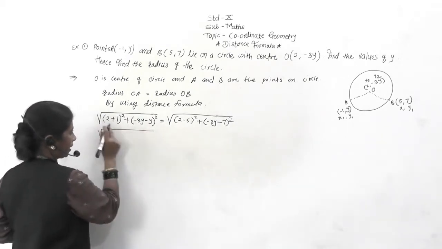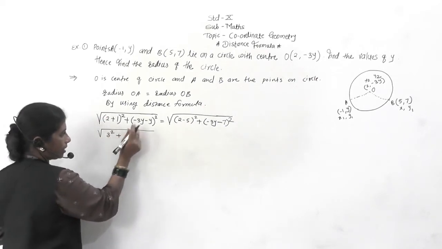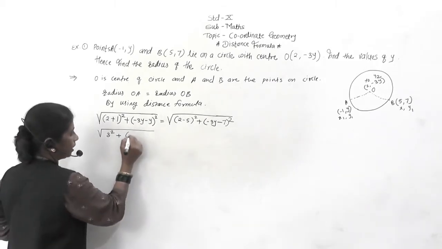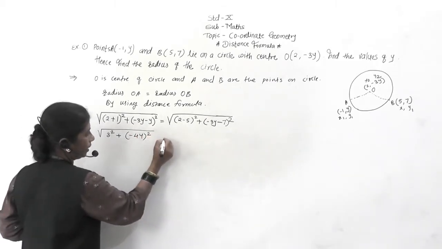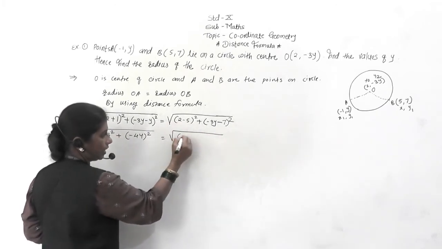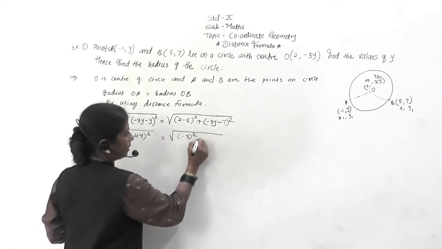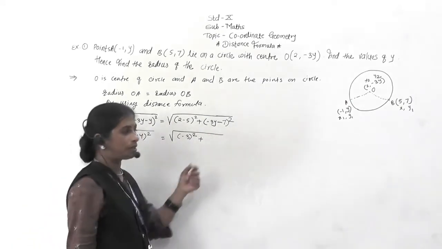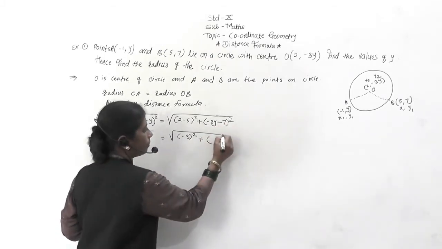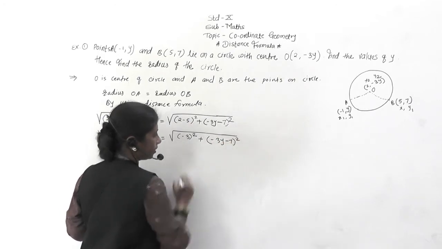Now first, just simple simplification: 2 plus 1 is 3. So here we have 3 square plus minus 3 minus y, which is minus 3 minus y bracket square, equals 2 minus 5 is minus 3. Here we cannot add because one is a variable and one is a single number. So we keep it as it is. Minus 3 minus 7 is minus 10.